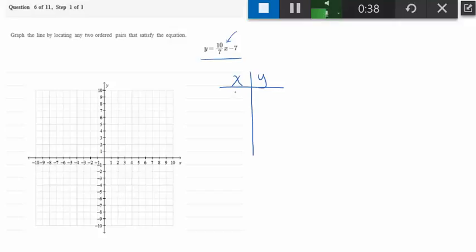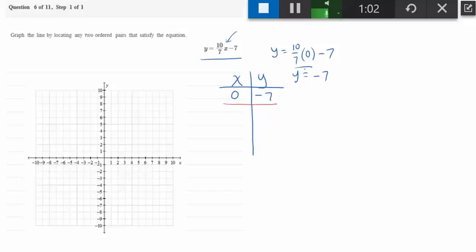So for example, if I pick a 0 for x, let me just show you up here, y equals 10/7 x minus 7, and I'm substituting in a 0. It's easy to solve because 10/7 times 0 is 0, minus 7 is -7. So I've got one of my points already. That's an easy one, plugging in 0.